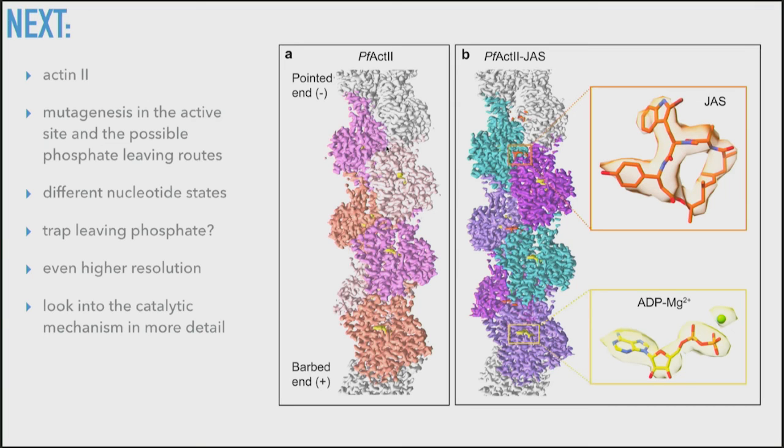We also want to perform mutagenesis studies, both in the active site and along this possible leaving route for the phosphate. We want to determine structures with different nucleotide states, and this is what we are already doing, and hopefully also trap the leaving phosphate, which is probably very challenging because once it is hydrolyzed, it probably leaves very quickly. We want to achieve even higher resolution, both using crystallography and cryo-EM, and we also want to look in more detail into the catalytic mechanism.